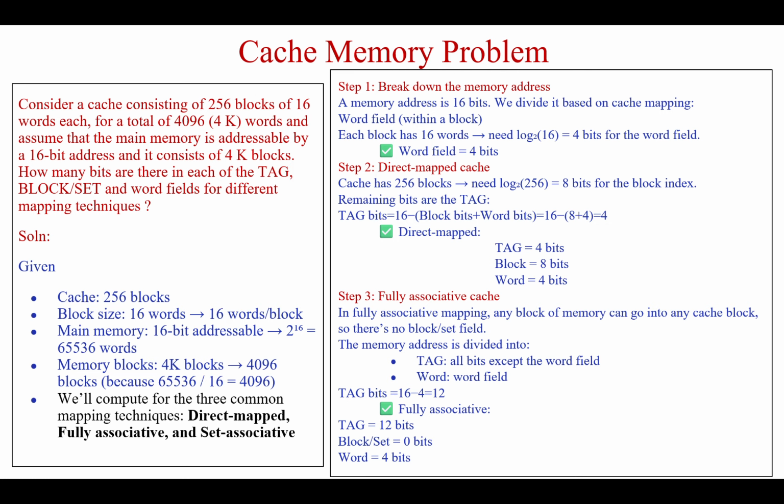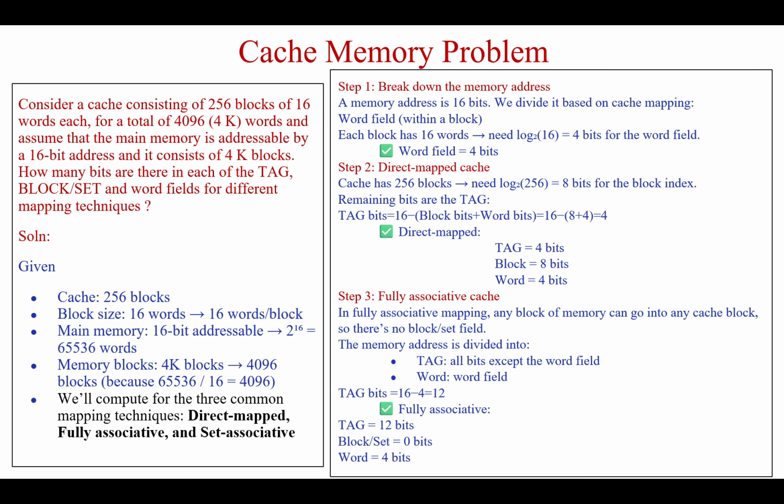Here also we have one simple problem. Consider a cache consisting of 256 blocks of 16 words each, for a total of 4096, that is 4K words, and assume that the main memory is addressable by a 16-bit address and contains 4K blocks.